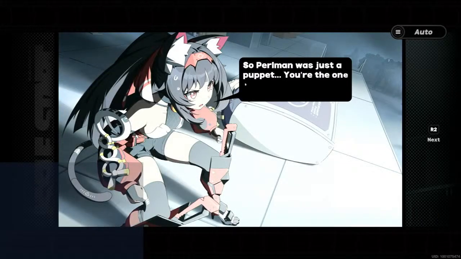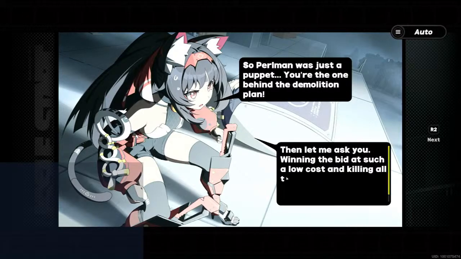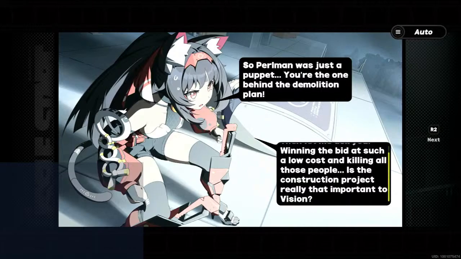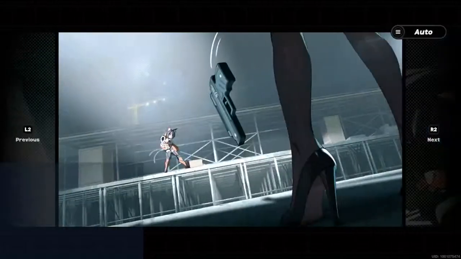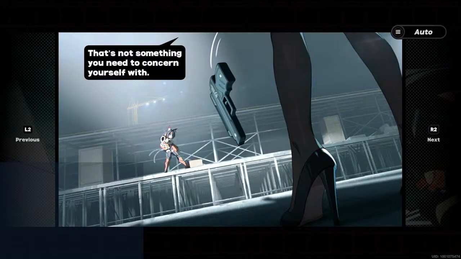So Perlman was just a puppet? You're the one behind the demolition plan. Then let me ask you. Winning the bid at such a low cost and killing all those people. Is the construction project really that important to Vision? That's not something you need concern yourself with.